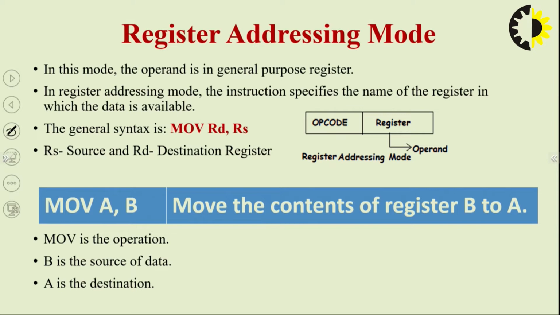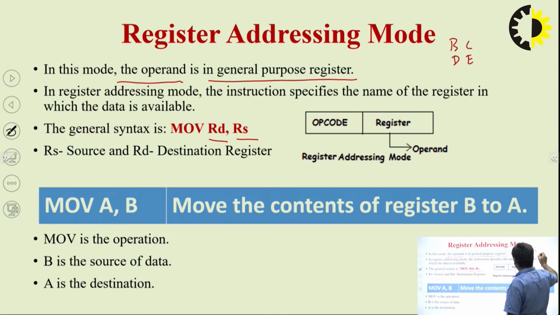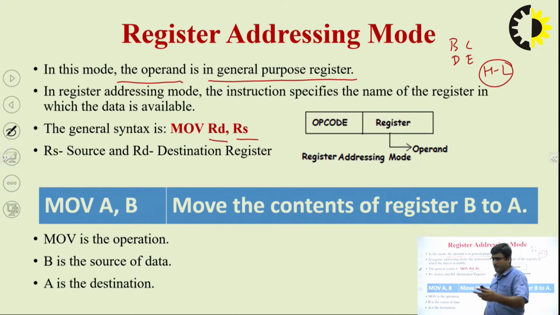Now come to the register addressing mode. In register addressing mode, as the name implies, both the operands, whether it is a destination operand or a source operand, are registers. So we can say in this addressing mode, the operand is in a general purpose register. So it may be B, C, D, E. We are avoiding HL because the HL register pair is basically used as a memory pointer.